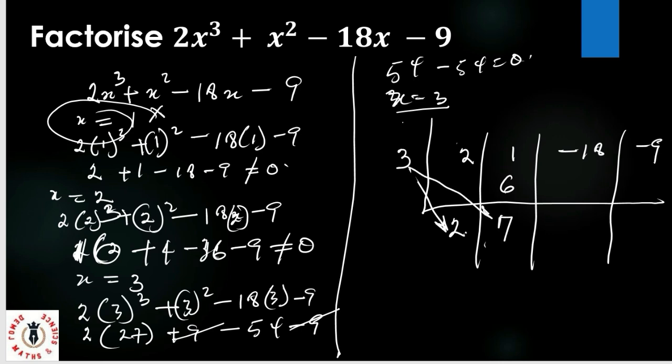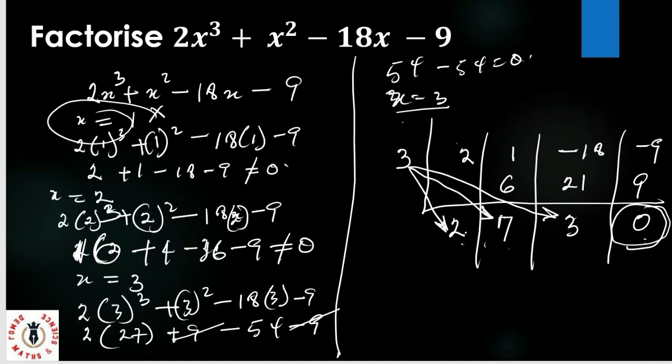3 again. Multiply it by 7. That will be 21. Add it to minus 18 here. That will be 3. 3 times 3 again, that will be 9. Add it to minus 9 here. That will be 0. This is actually the confirmation that we are right, getting a 0 at this last point.